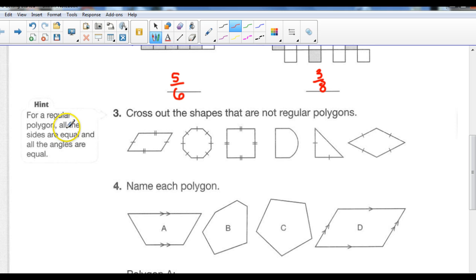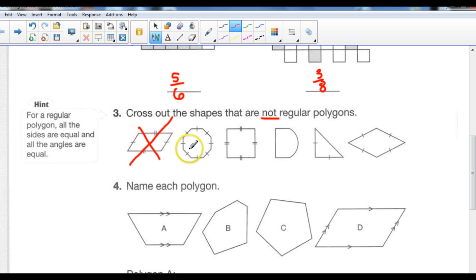All right. Cross out the shapes that are not regular polygons. Hint, for a regular polygon, all the sides are equal and all the angles are equal. Well, we know that this side is equal to that side, but they're not equal to that, so this is not a regular polygon. So it says cross out the shapes that are not regular polygons. So that one is not a regular polygon.